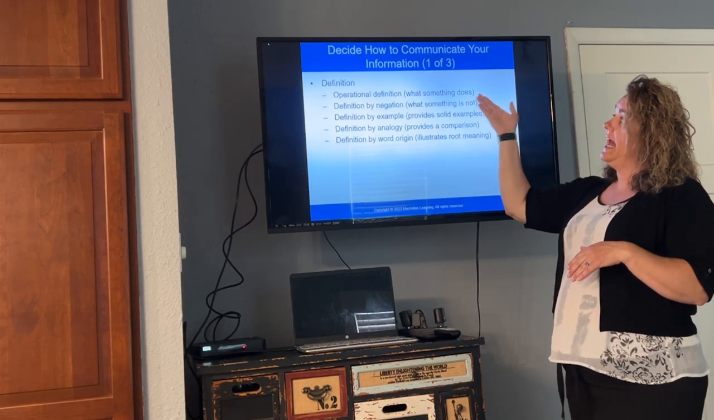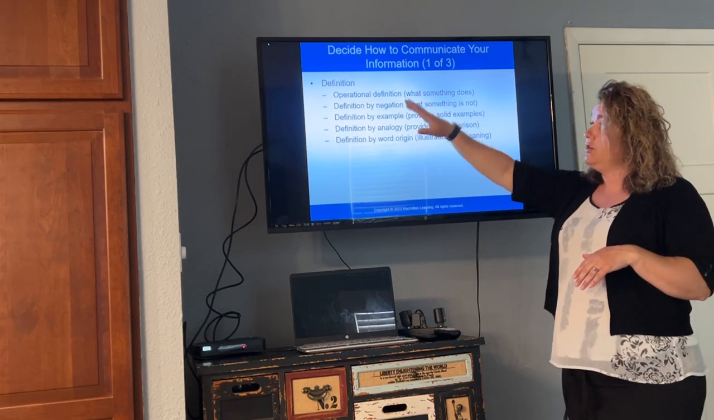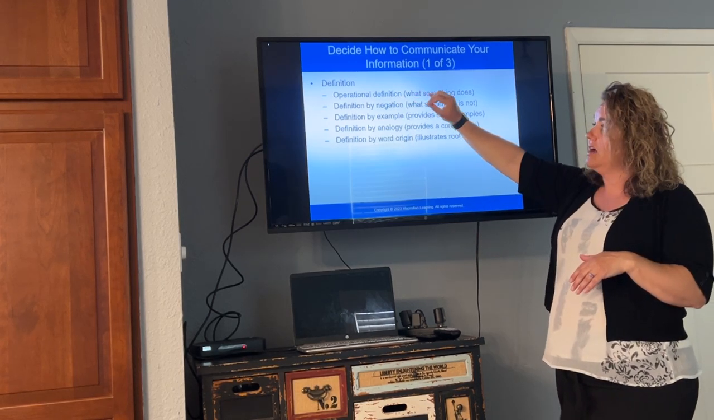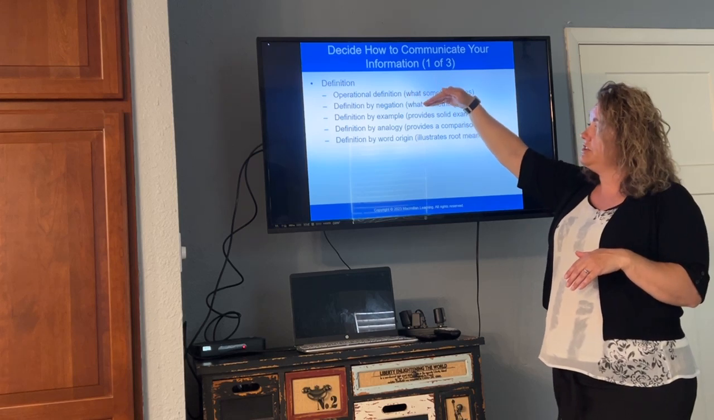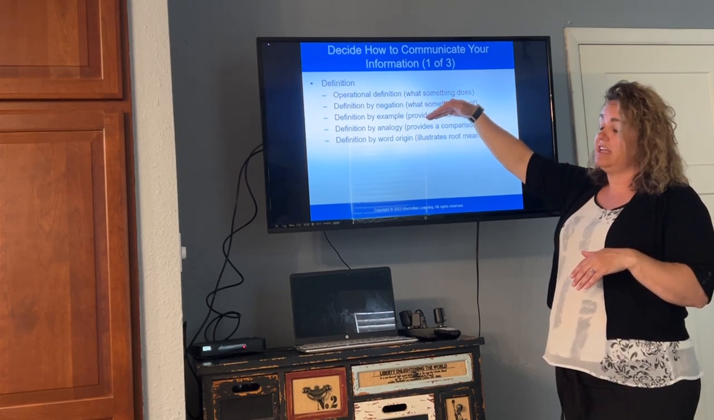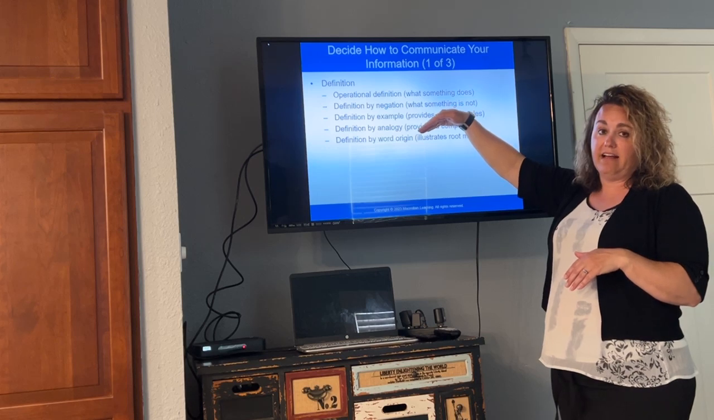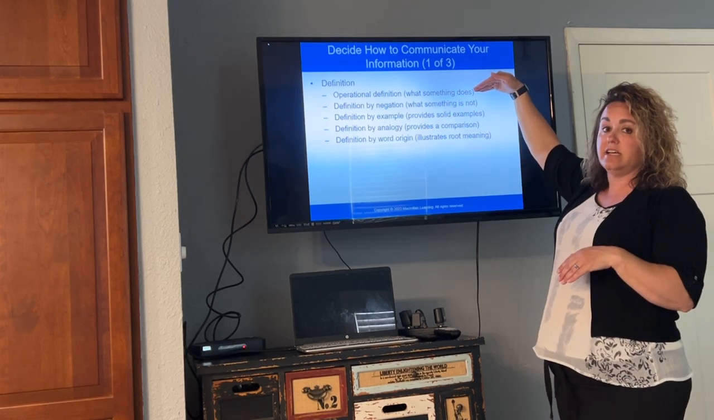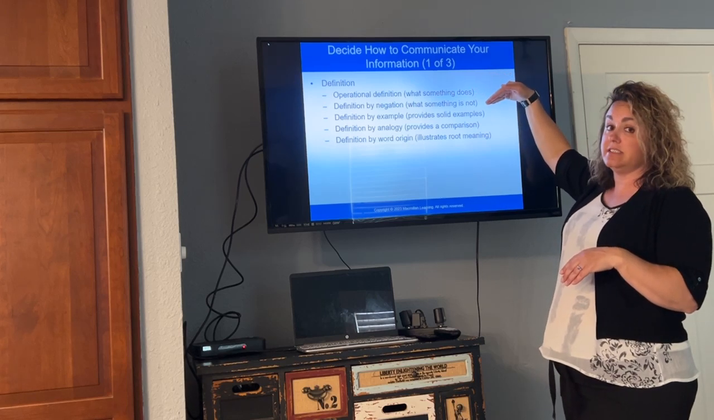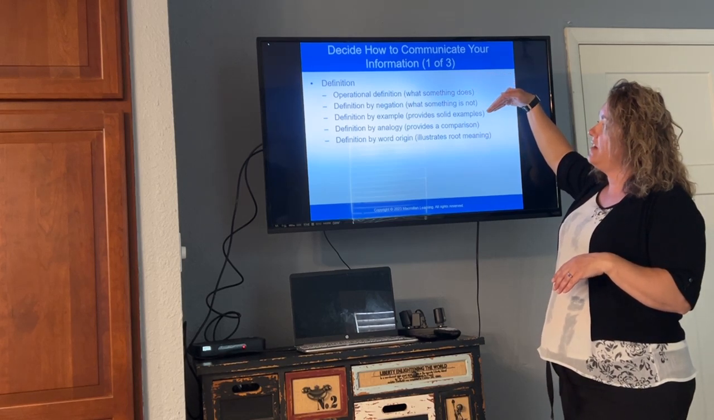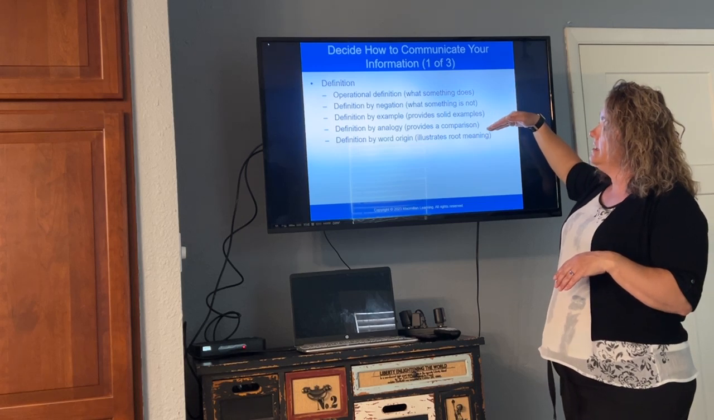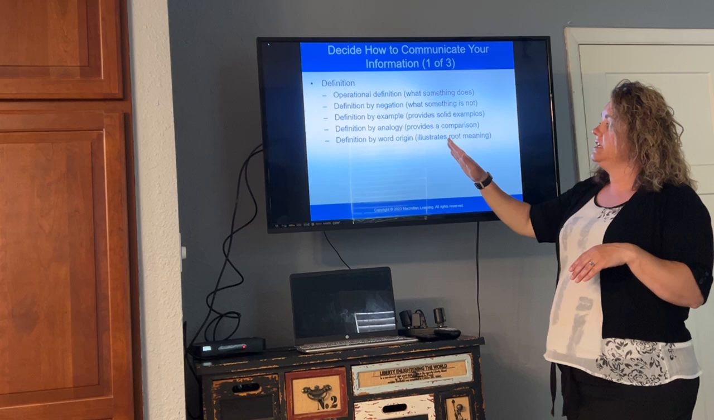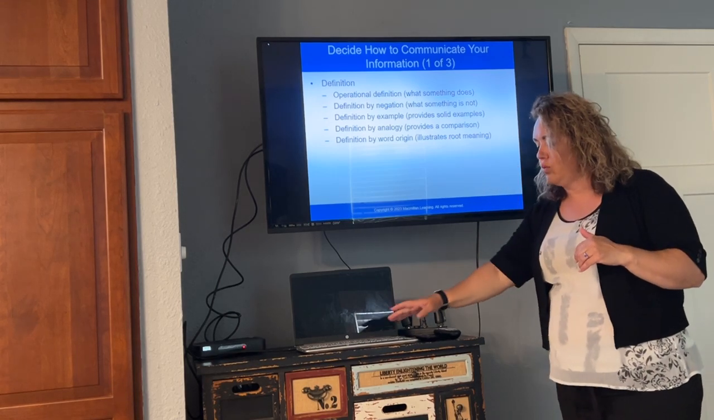You have to decide how to communicate your information. You can provide a definition. There are a couple of different types of definition. There's the operational definition, definition by negation, definition by example, definition by analogy, and definition by word origin. The first one tells us what something does. The next one tells us what something is not. The next provides solid examples, then the analogy provides a comparison, and the origin illustrates the root meaning of a word or a topic.